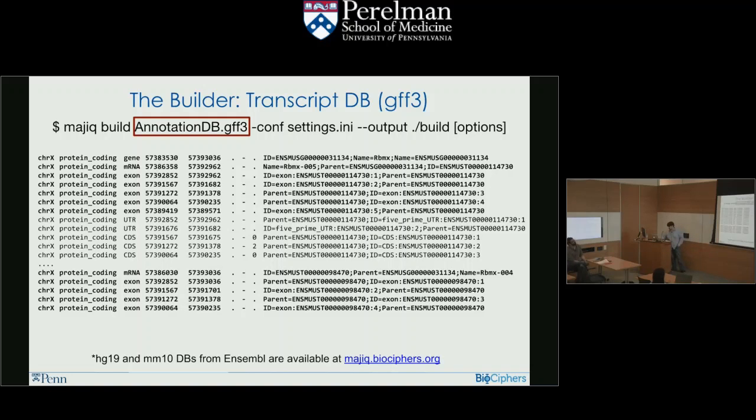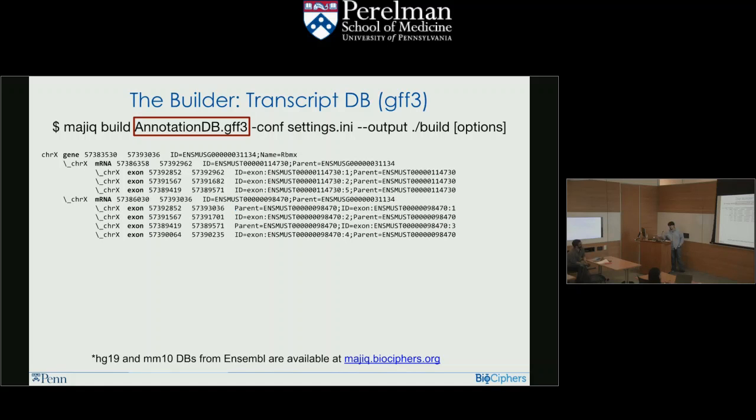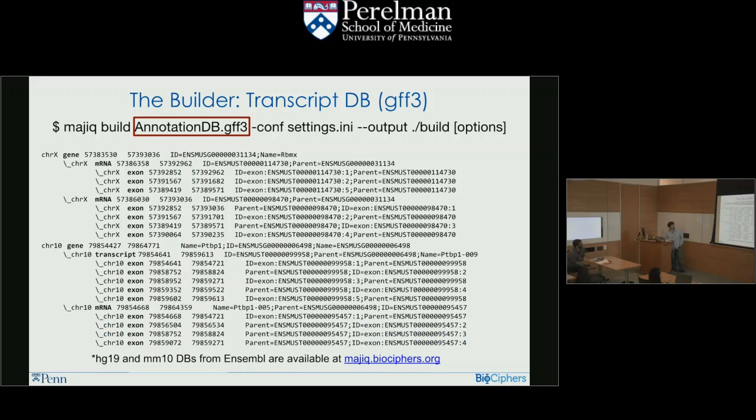So I think this is better illustrated with this tree-like structure. MAJIQ looks for a gene that defines the outer boundaries, one or more mRNAs that are associated with that gene, and mRNAs are made up of exons. And later in the file, we've got another new gene, PTB protein 1, that has an mRNA and a transcript associated and a bunch of exons. So this is the minimum requirements of what should be in your GFF3 file.